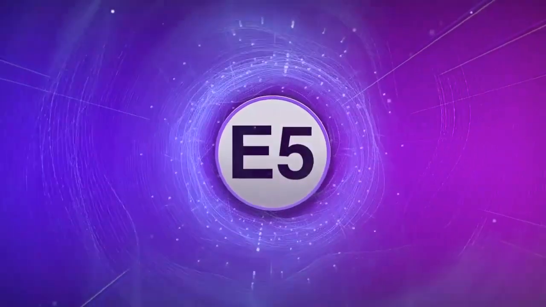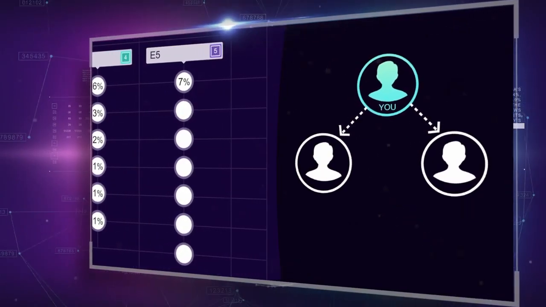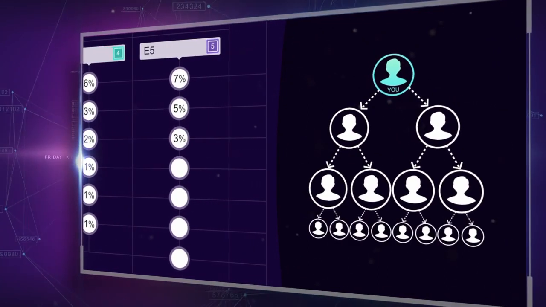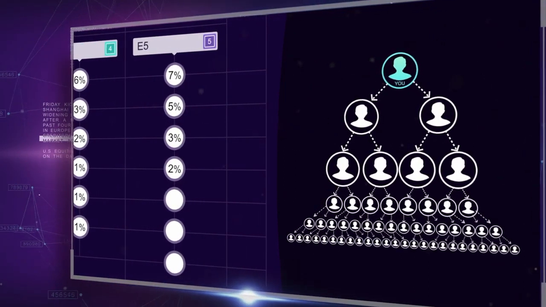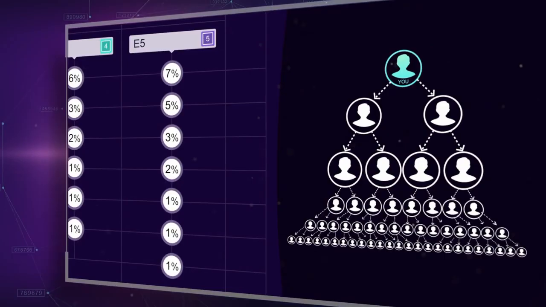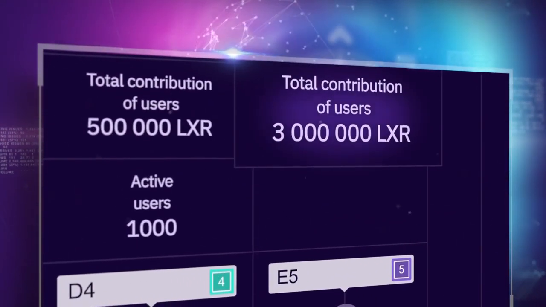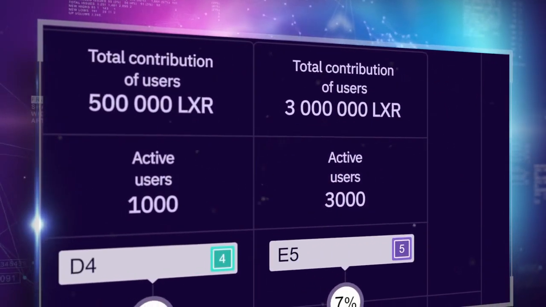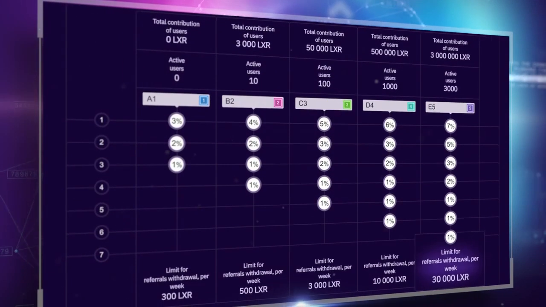E5. On this highest rank, there are 7 levels of the structure available. 7% from the deposit of your first level partner, 5% from the second level, 3% from the third, 2% from the fourth, and 1% from the 5th, 6th, and 7th levels. To achieve E5 rank, you need to have 3 million LXR turnover in your structure and 3,000 active partners. The weekly limit for referral withdrawal on this rank is 30,000 LXR.